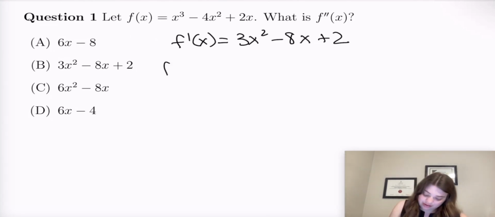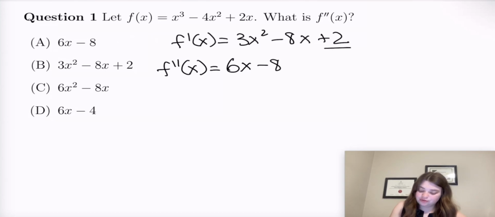Okay, then the derivative of that derivative, also using the power rule again, we get 6x minus 8. And recall the 2 at the end, since that's a constant, the derivative of that is just 0, so that just disappears. And so our final answer would be A, 6x minus 8.